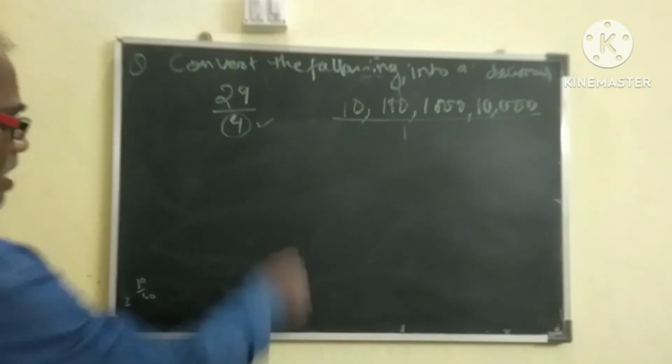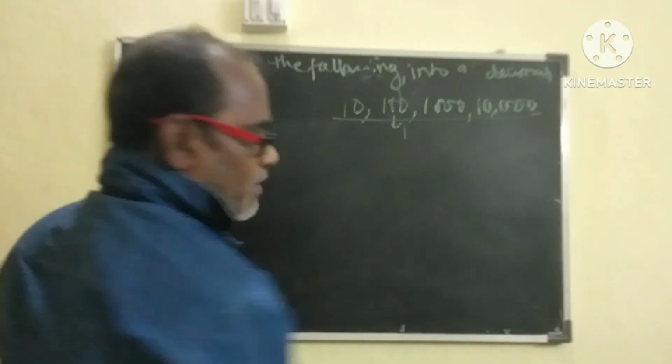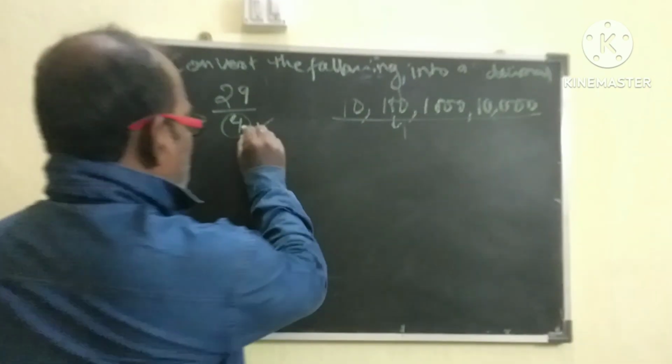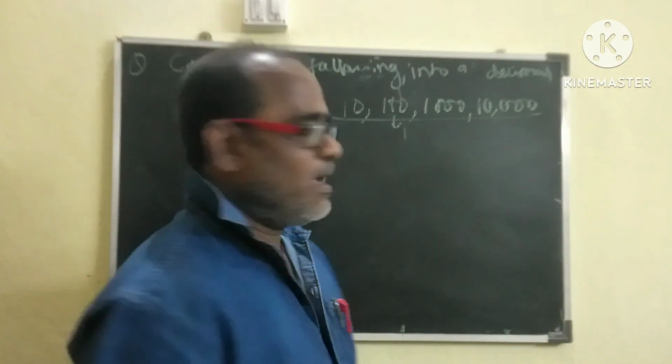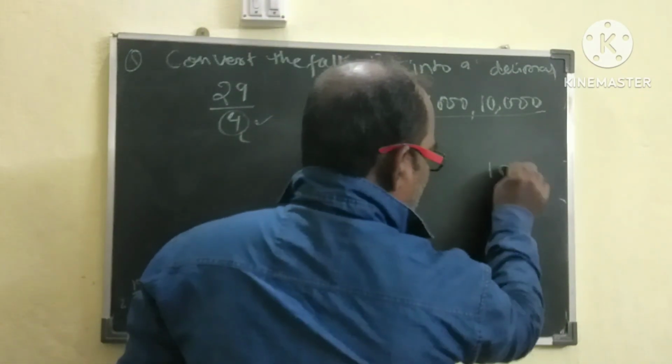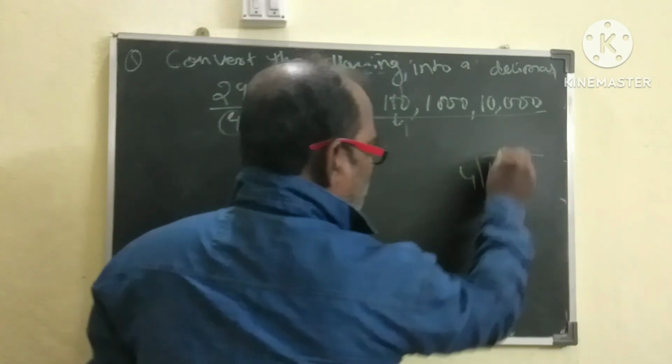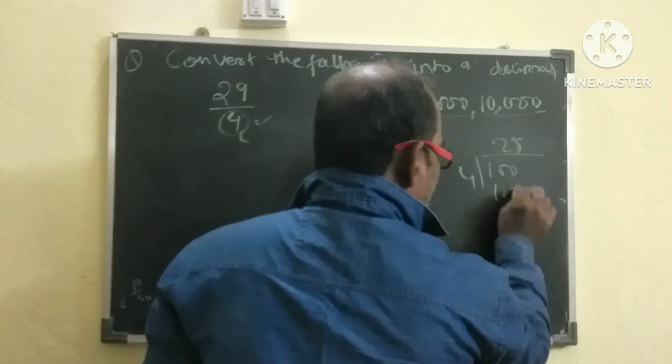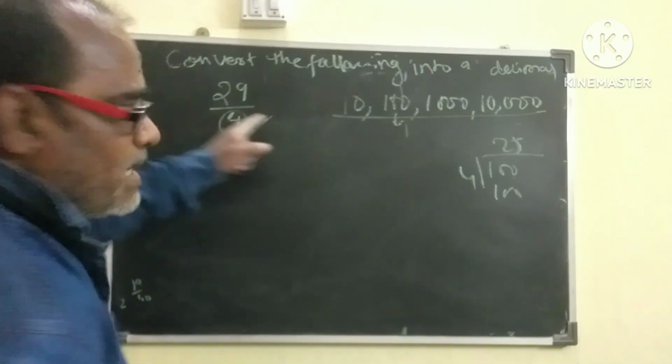Next, if we want to make 4 into 100, we can make it easily. Why? Because 4 into 25 is 100. How can we see this? By dividing 100 by 4, we get 25. So 4 can be made into 100.